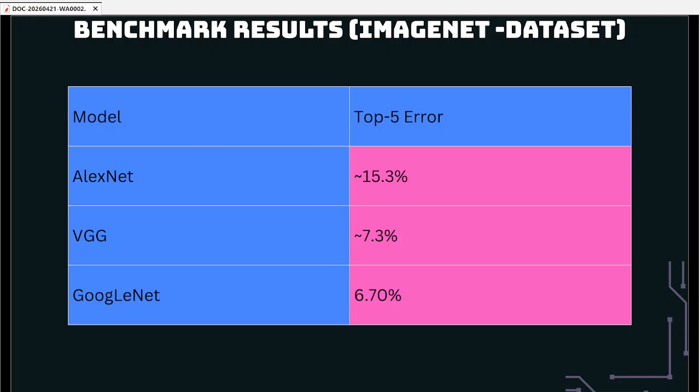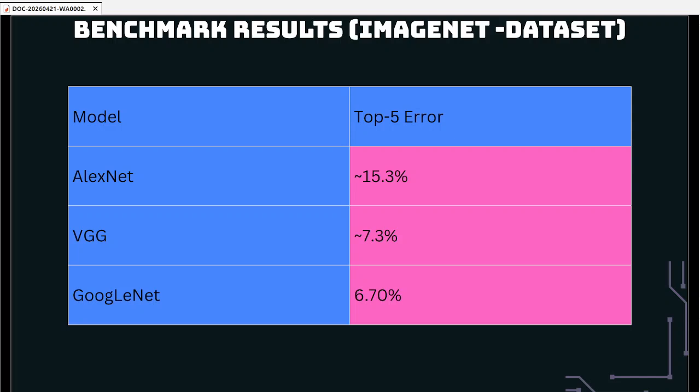Another challenge with deep networks is vanishing gradients. GoogleNet introduced auxiliary classifiers. These are small side networks attached to intermediate layers. They allow better gradient flow, faster convergence, and a reduced vanishing gradient problem.